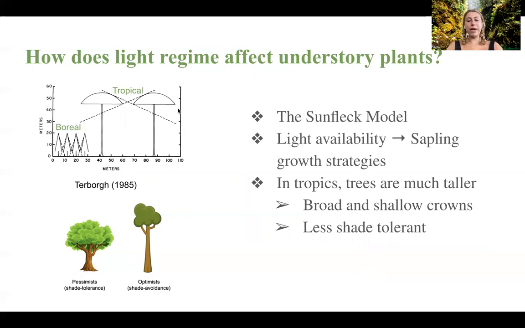There's two main growth strategies. One is that plants choose to grow very, very tall and they don't invest much into crown building. And then another growth strategy is to invest a lot in building up a very big crown. It's called a pessimistic strategy because the plant doesn't divert a lot of energy into growing nice and tall. So you can see that in the tropics, trees are broad and shallow and less shade tolerant as well. So the different light regimes have selected for these different plant shapes.